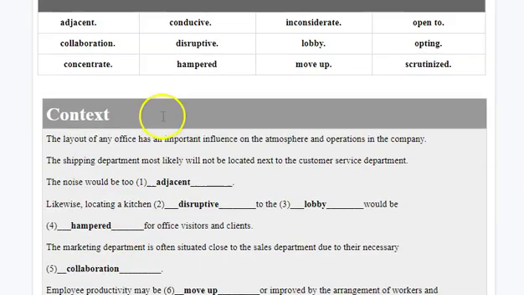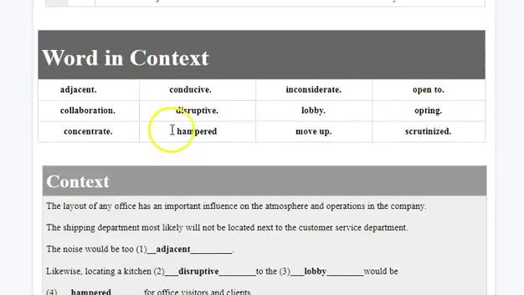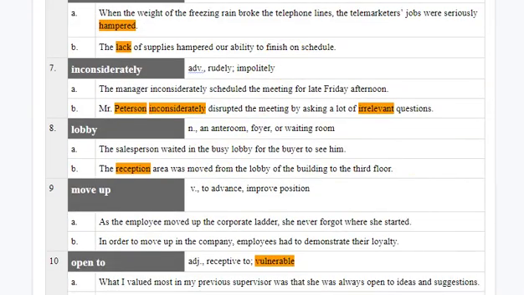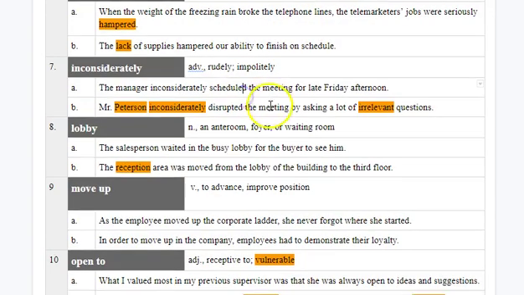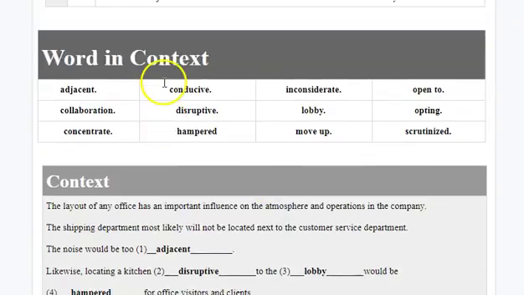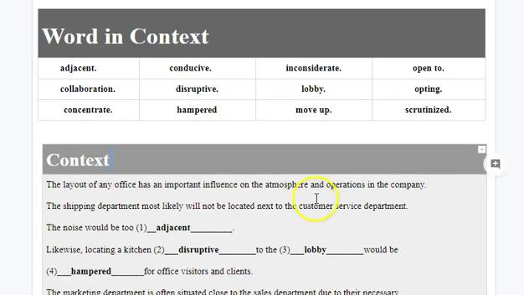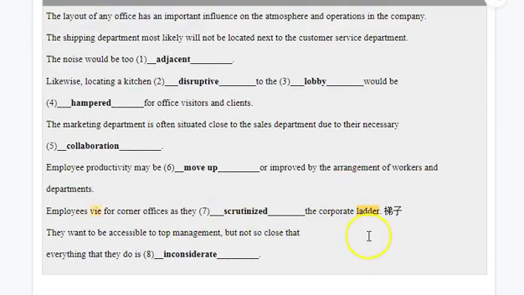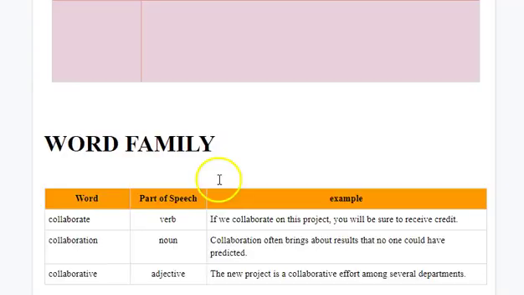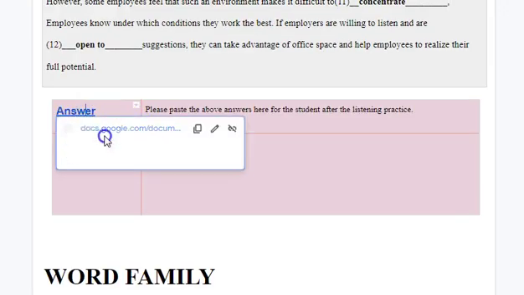Okay. So let us... Oh, do you have questions? Yes, what's your question? Oh, okay. Sorry. It's okay. So let us now proceed to the word in context. I will give you 1 minute to review your answer and then we will check. Okay.